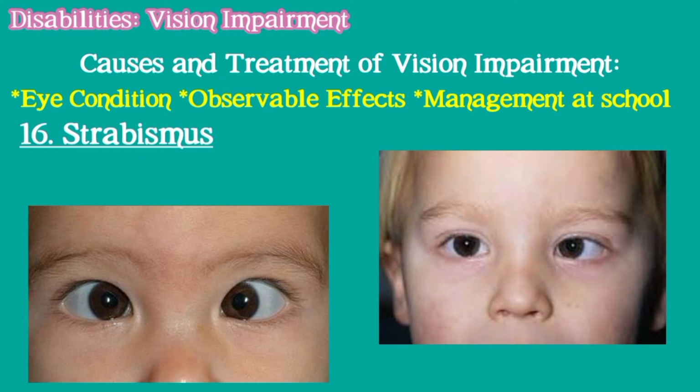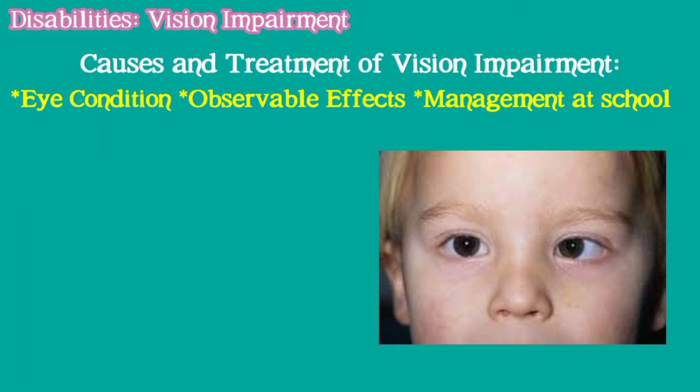So next is strabismus. This is muscle weakness causing a turned-in eye. The observable effect is that it affects hand-eye coordination and depth perception. Surgery or corrective glasses may help. So the management at school is allow extra time for visual tasks. Okay, so you need to have extra time to do a task.